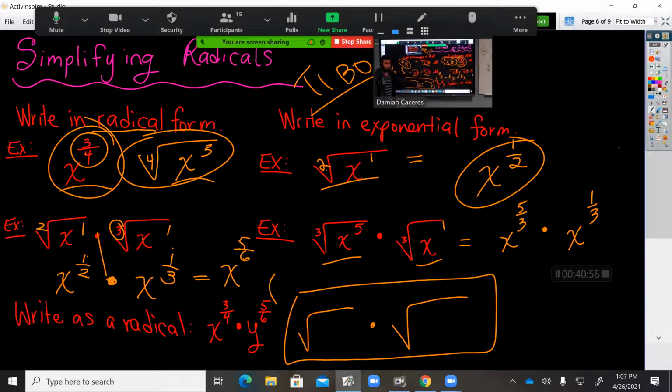This is how your answer is going to look. Let's fill in the numbers that go in there. X on the first one, Y on the second one. Now, top in, bottom out. So top number is the exponent, bottom number is the root, and we do the same thing for the Y. Top number is the exponent, bottom number is the root. That's your answer.